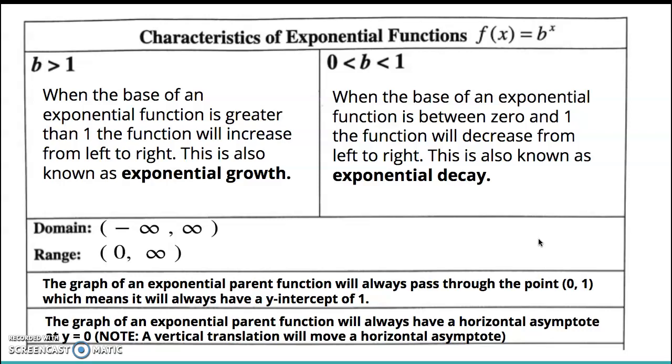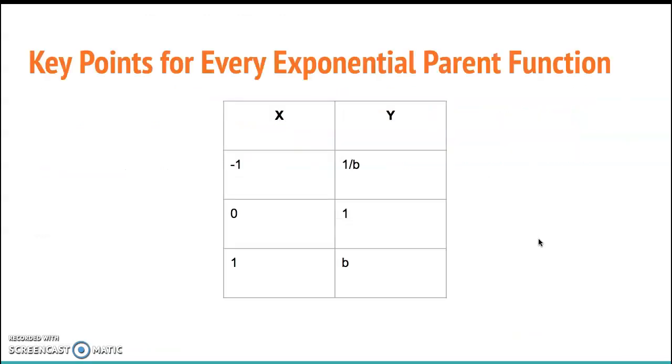All right, so let's take a look at generalizing some key points here. Of course, you can use more than 3 points, but I really only need you to use 3 points when graphing. Anything to the -1 power is going to reciprocate the base, so 1 over the base. Anything to the 0 power is 1, and anything to the first power will just get you the base itself. So those are the points we're going to be using when we transform our graphs.